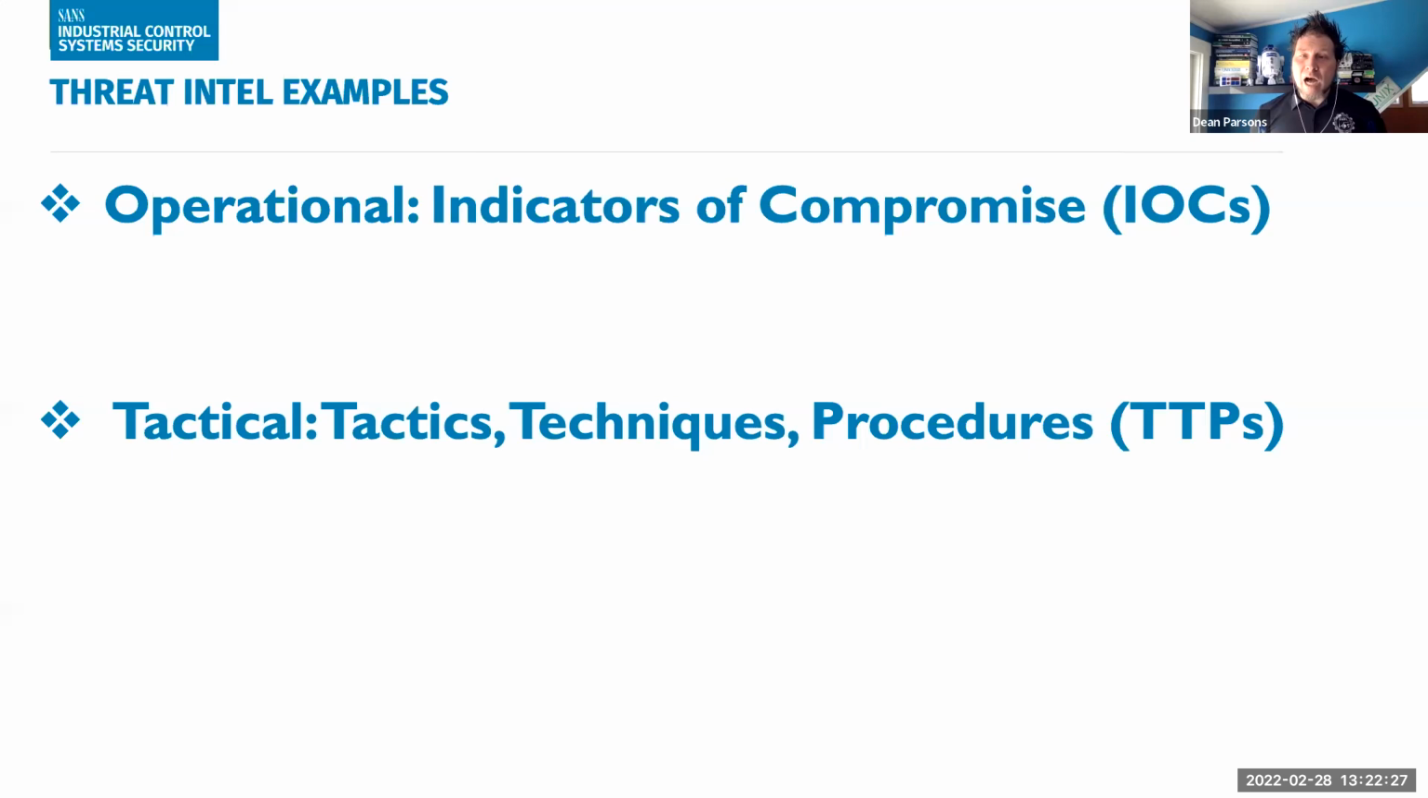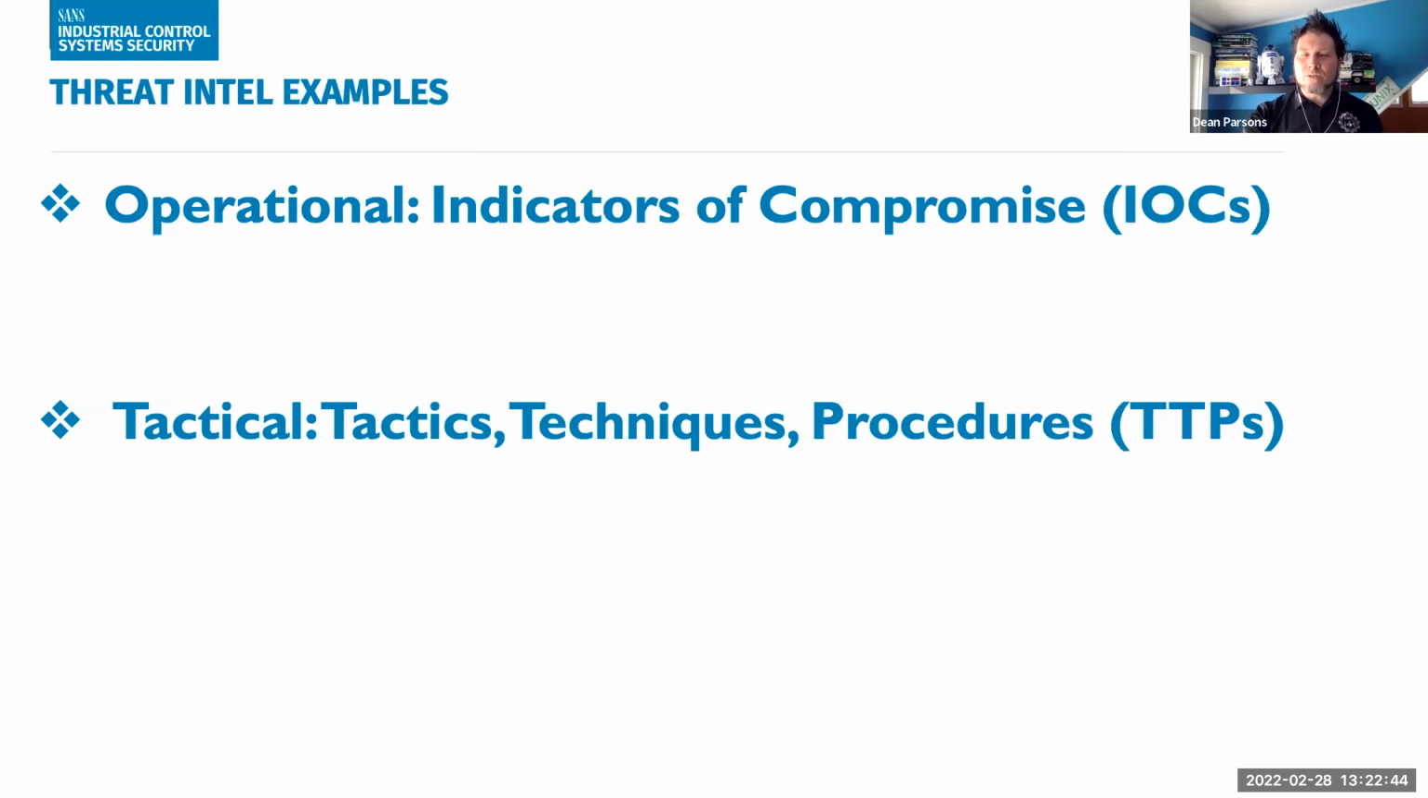You'll focus on the operational side of things, which is the operational indicators of compromise. So we'll talk about that in a second and give you a run through of an example. And also the tactical TTPs, tactics, techniques, and procedures. Again, thinking ICS specific wherever we can.